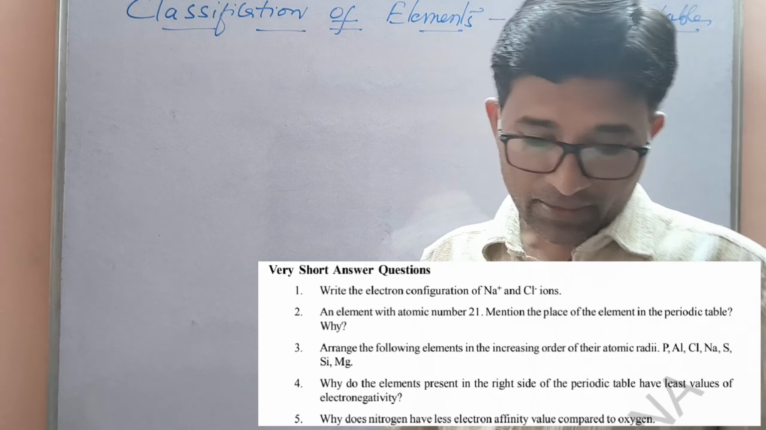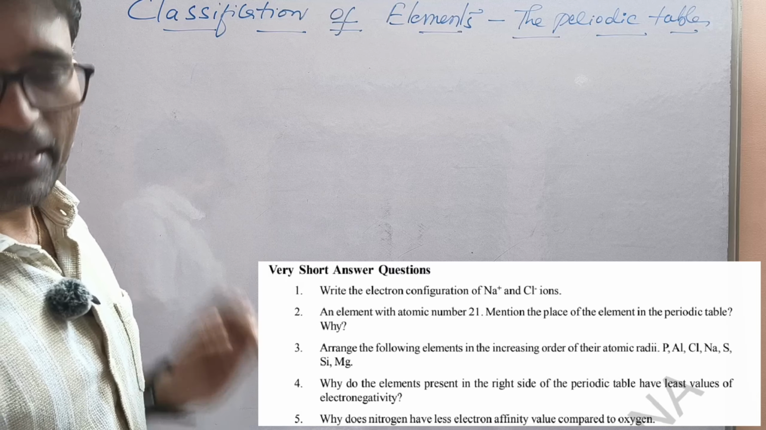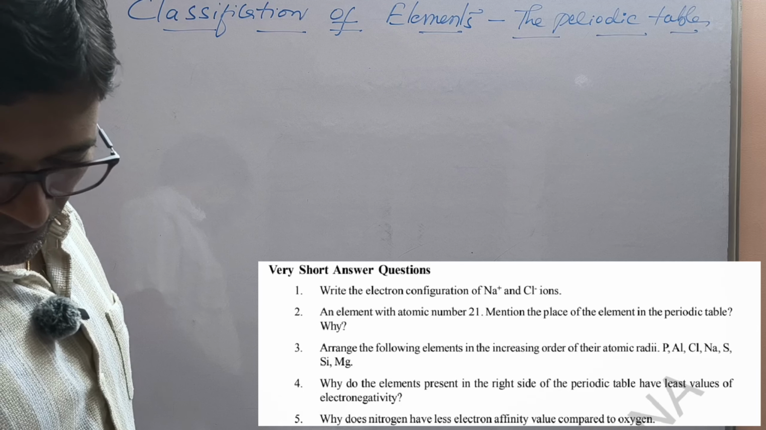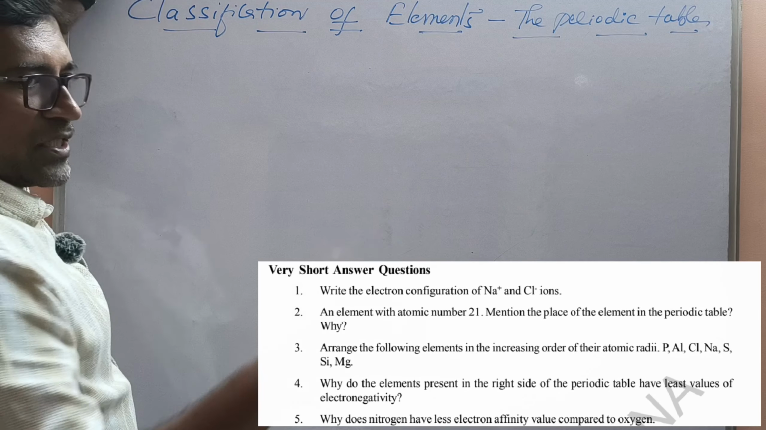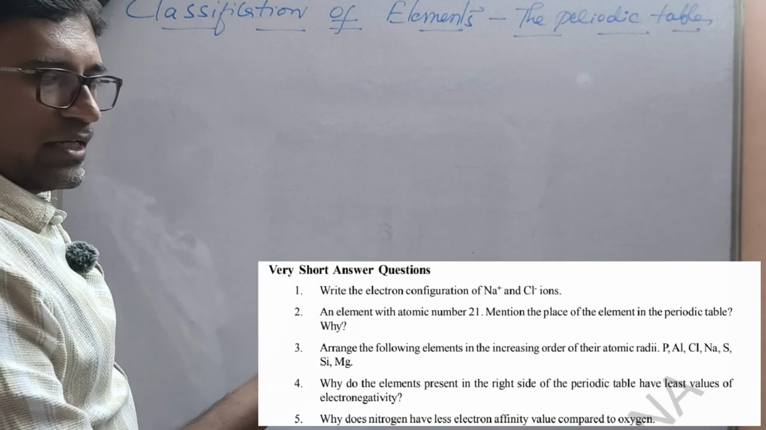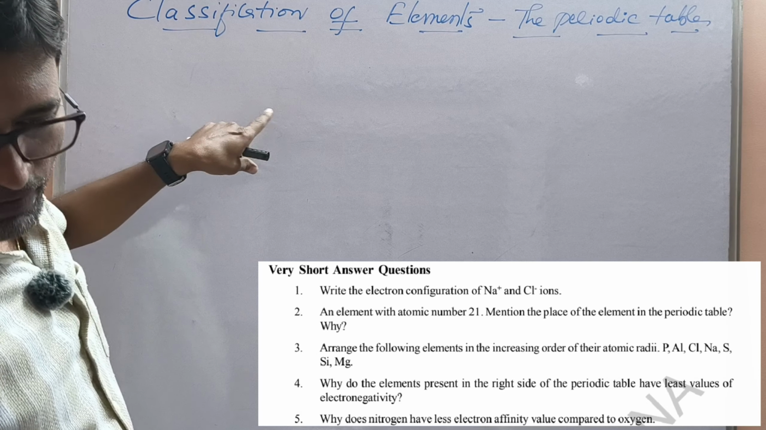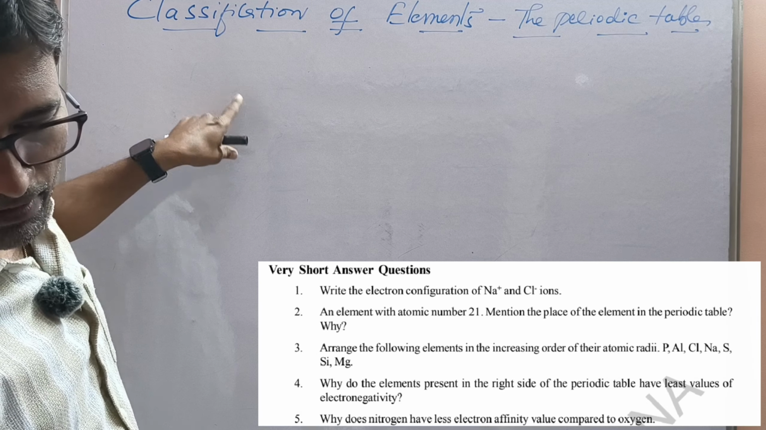An element with atomic number 21. What is the place of the element in the periodic table? Why? Okay, the question will be displayed on the screen. Just go through the question once. An element with atomic number 21.